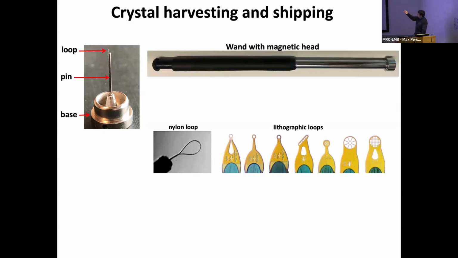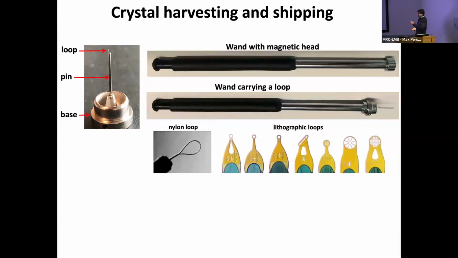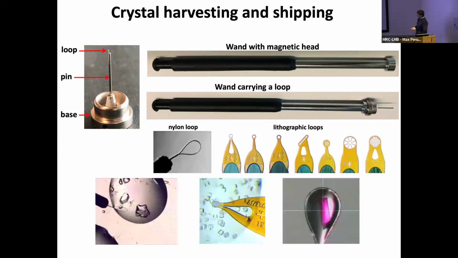So what we do is attach the metallic base to the top of the magnetic wand, looking like this. Now it's easier to move the loop around the drop by holding the wand in your hand. This is what it looks like when you'll be fishing crystals. That's the drop, that's the size of your loops. Of course, the loops come in different sizes, so you can pick the right size for the crystals. And when you take it out, that's what it should look like inside the loop.